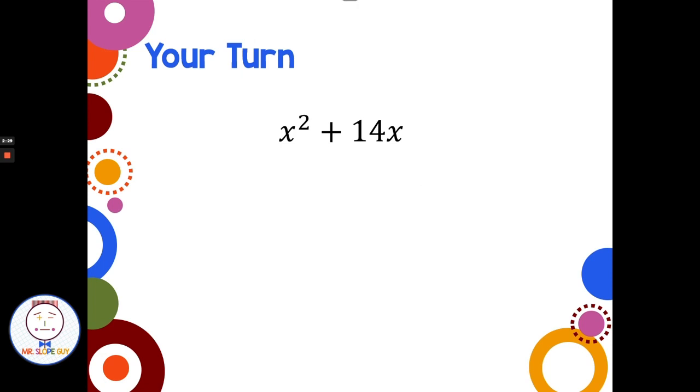All right, I think you guys are ready to try one of these on your own. Complete the square and factor.